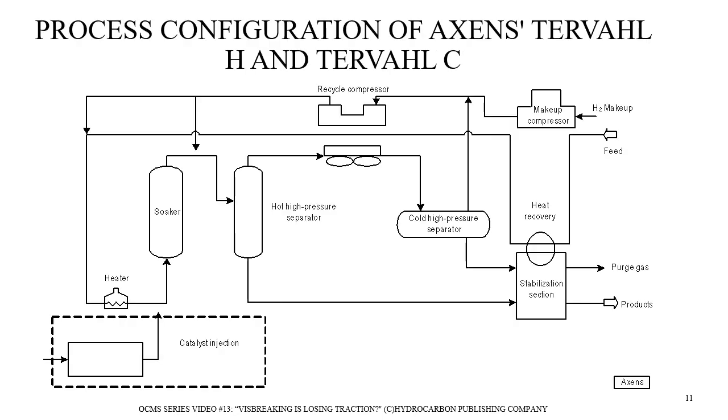This diagram shows the process configurations of Terval H and Terval C. The Terval H hydro visbreaking process increases conversion by about 10% over Terval T and achieves a greater reduction in product viscosity. Terval C, which is configured in the same way as Terval H, uses 50 parts per million of an ultra-dispersed molybdenum additive to increase hydrogen efficiency and produce a stable product. Other benefits include a 40+% conversion and a further drop in resid viscosity.